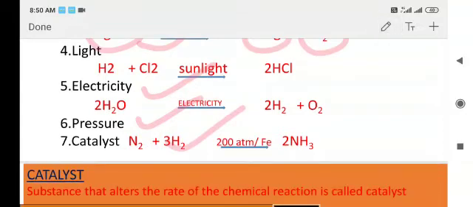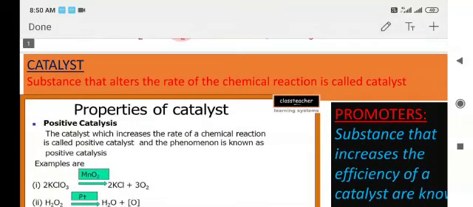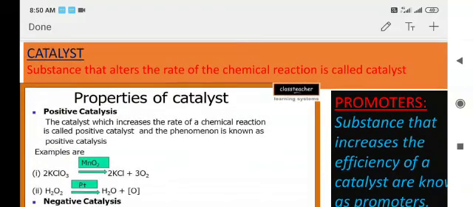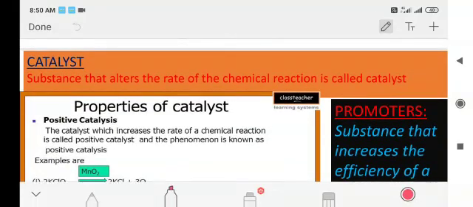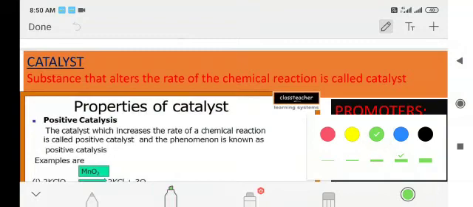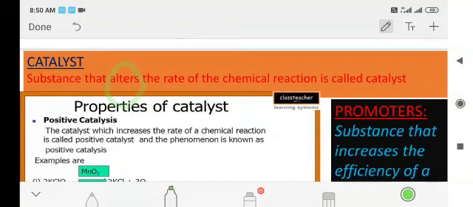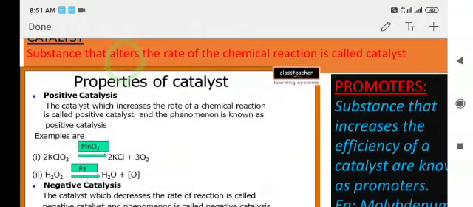Okay. Now the next point is the definition of a catalyst. Most of you may know already what you mean by catalyst. Catalyst is a substance that alters the rate of the chemical reaction. Alters means changes. The speed can be increased or it can be decreased also. So catalysts are those substances which alter the rate of a chemical reaction.